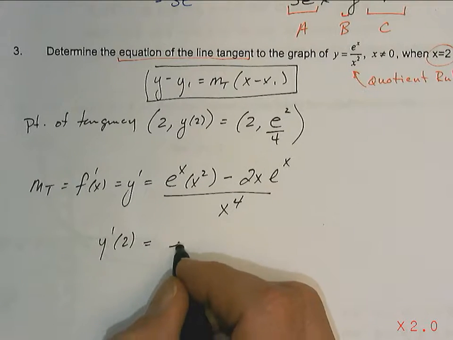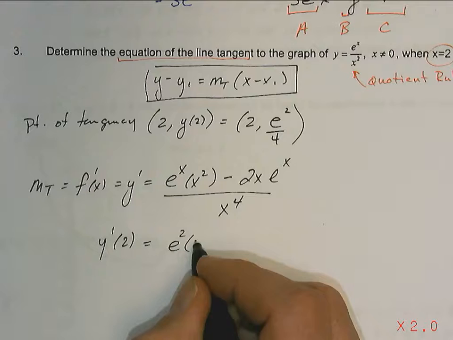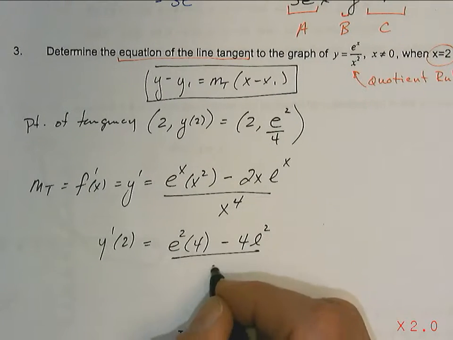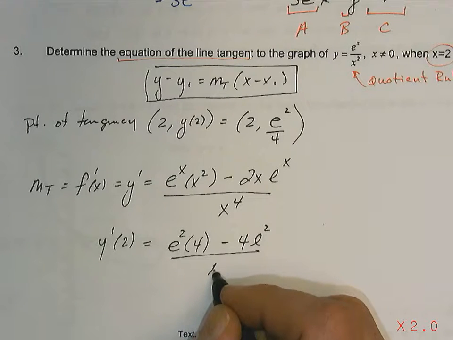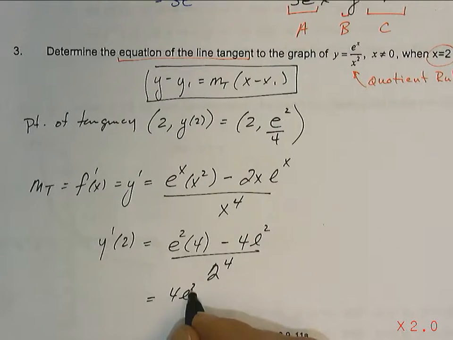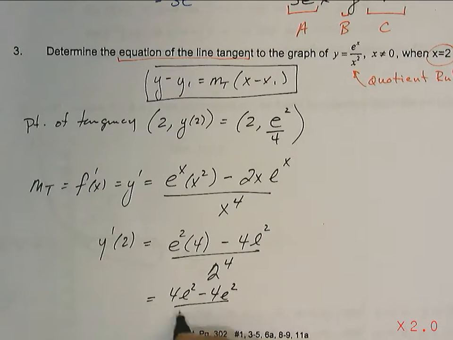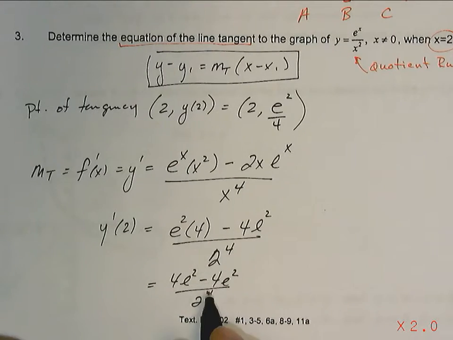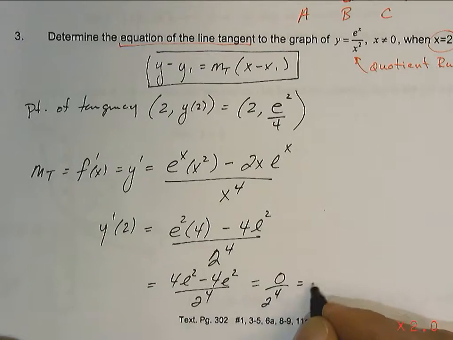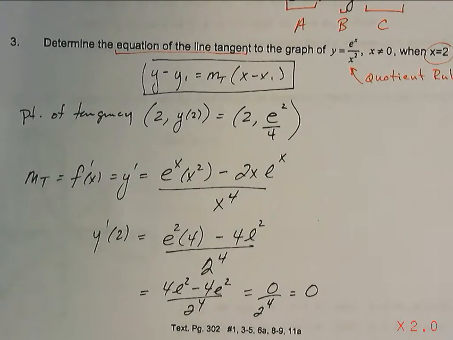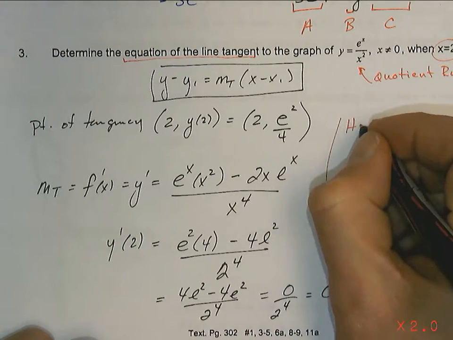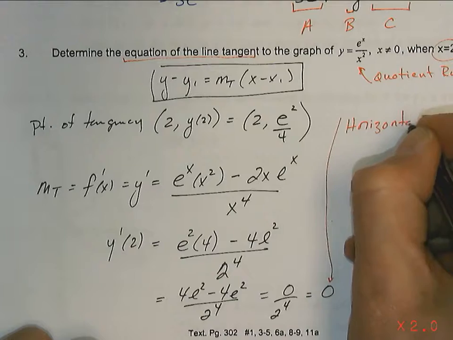and what I'm going to get is e squared, 2 squared is 4, minus 2 times 2 is 4, e squared, over 2 to the 4. This is 4e squared minus 4e squared over 2 to the 4. I'm leaving it as 2 to the 4 because I see something that's going to happen up here. It's going to be 0 over 2 to the 4, which is simply 0. So my slope of the tangent is 0. What that means is I have a horizontal tangent line.